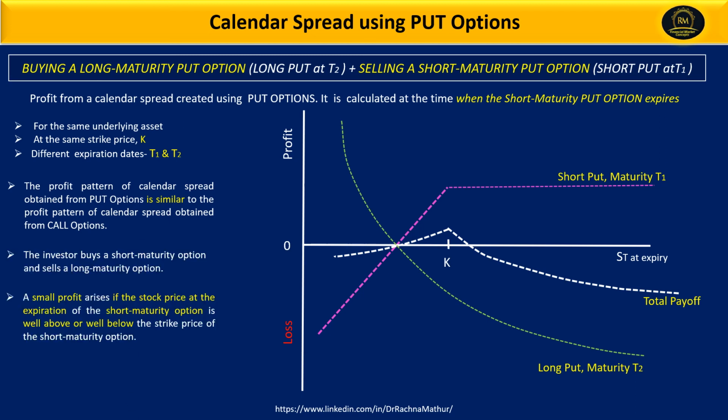The important point to remember is that a small profit arises if the stock price at expiration of the short-term maturity option is well above or well below the strike price of the short maturity option. However, a loss results if the stock price is very close to the strike price.